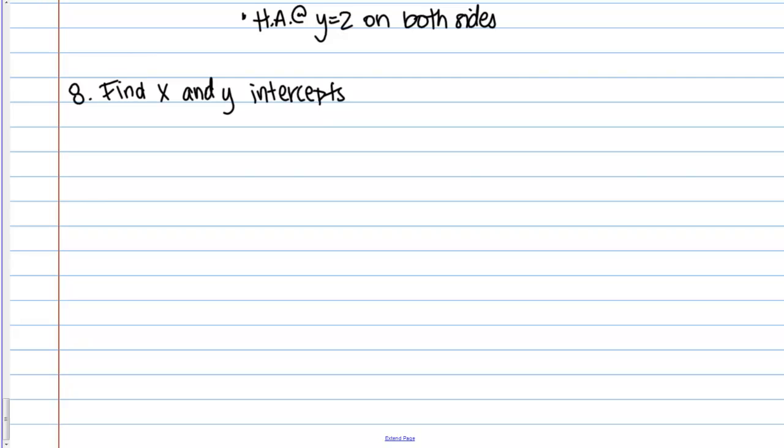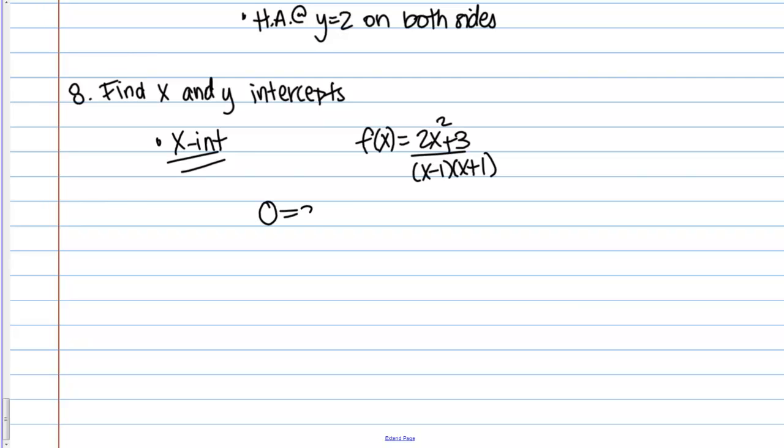All right, there's only one more step before we actually graph the function, and that's step 8, find x and y intercepts. These, of course, are important to graphing the function. You want to know where your x and y intercepts are. Okay, so let's find x-intercepts first. To find the x-intercepts, you set y equal to 0. My original function again was 2x squared plus 3 over x minus 1, x plus 1. So to find the x-intercepts, I'm just setting that equal to 0 and then solving for x.